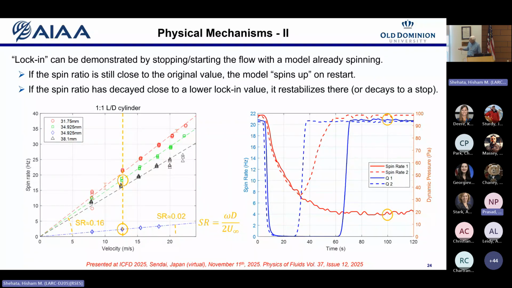If you wait longer before you restart the tunnel, which is the solid line, then the spin rate decays and locks into this lower value. So you can cause it to be up here or down there by the history of the flow immediately preceding that instant.